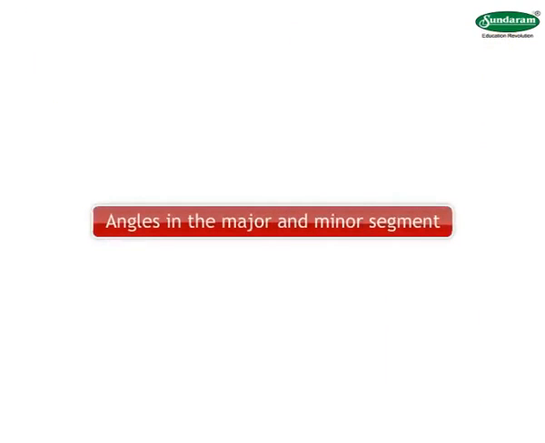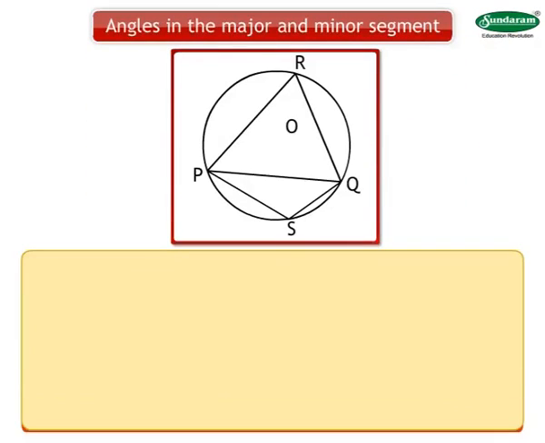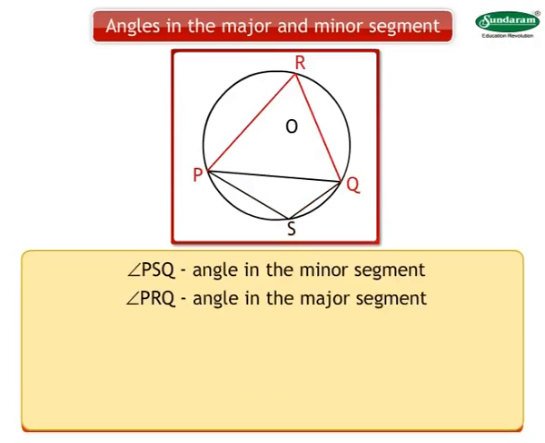Let us now look at the property of angles in the major and minor segment. In the given figure, angle PSQ is the angle in the minor segment and angle PRQ is the angle in the major segment. Let us measure angles PRQ and PSQ using a protractor.